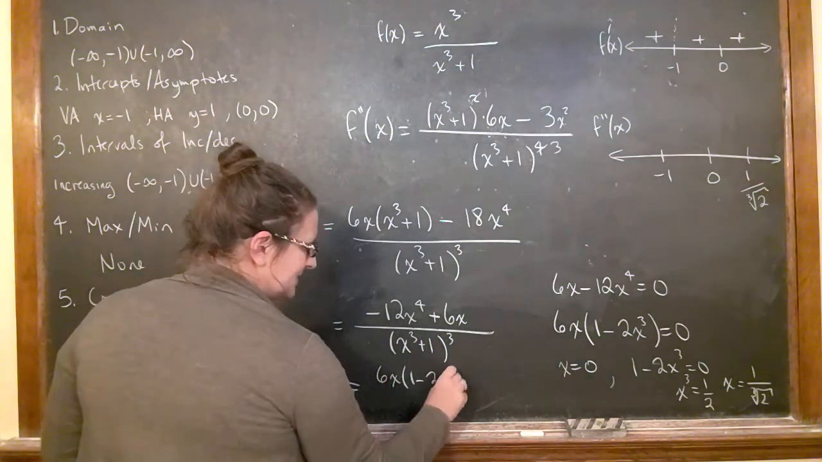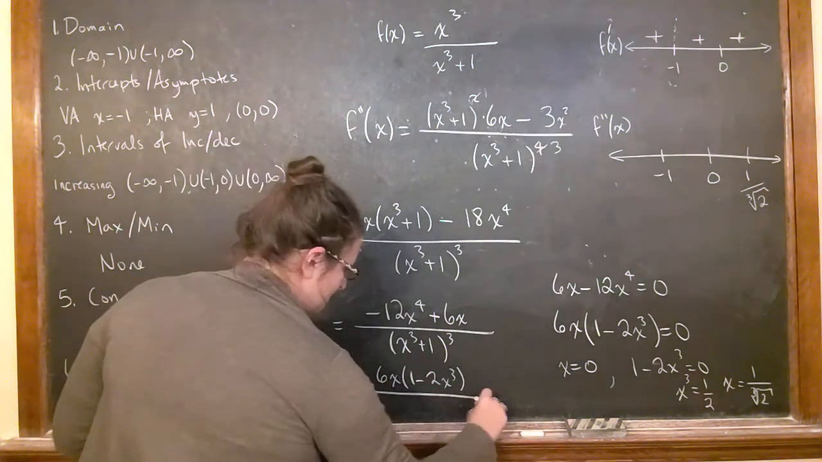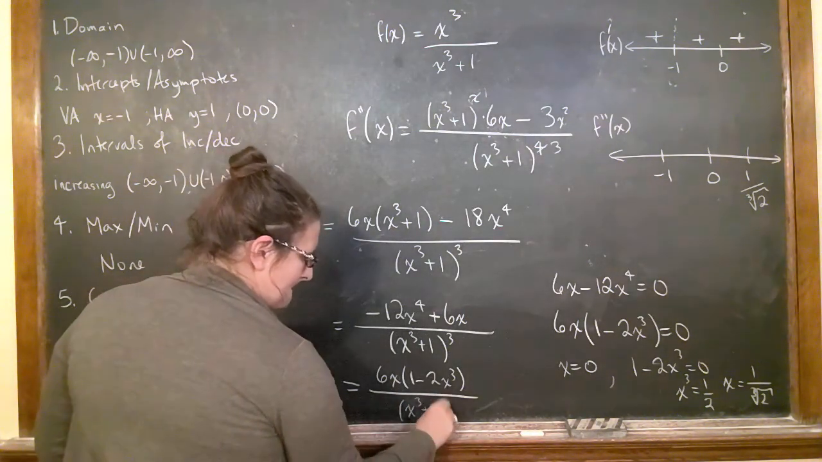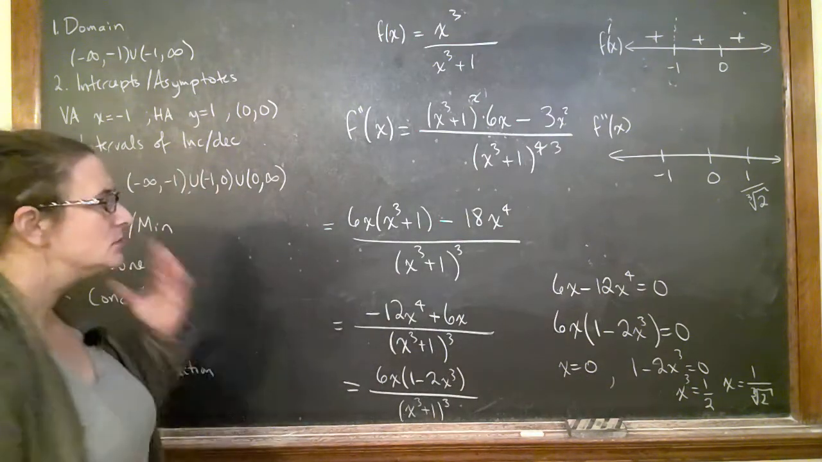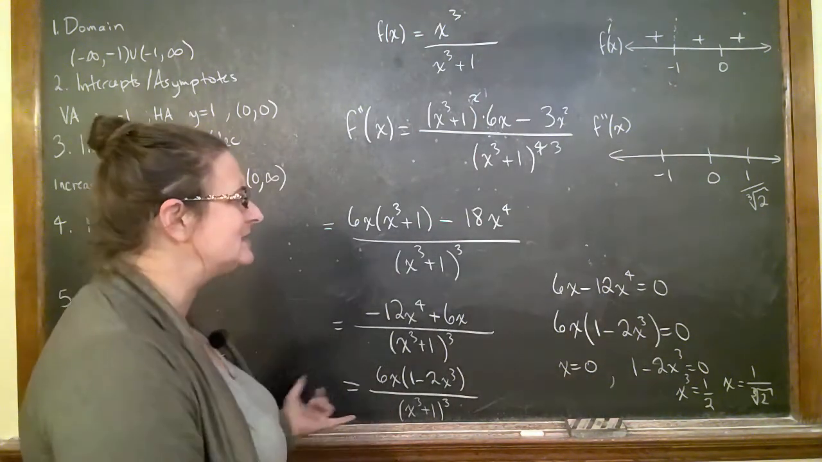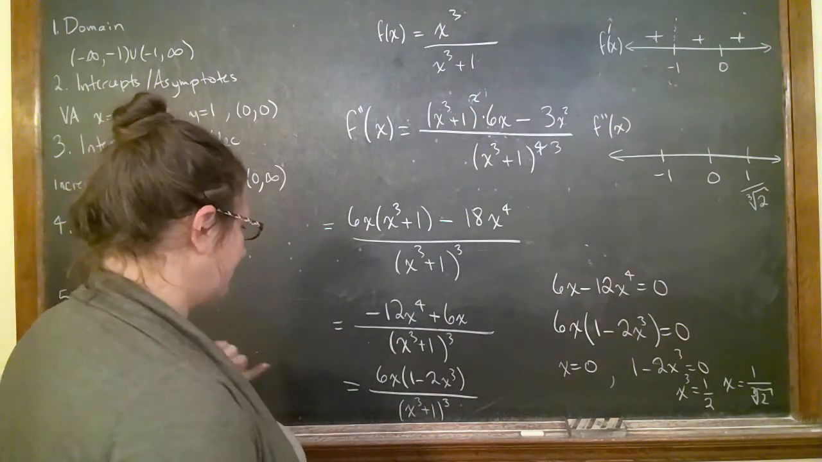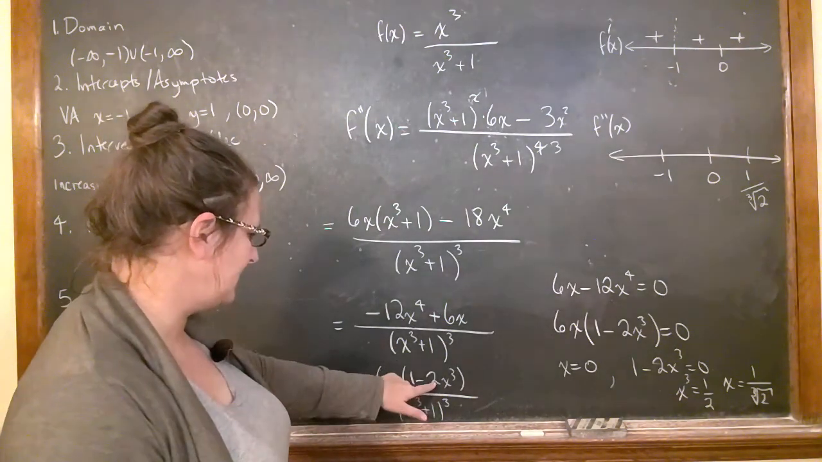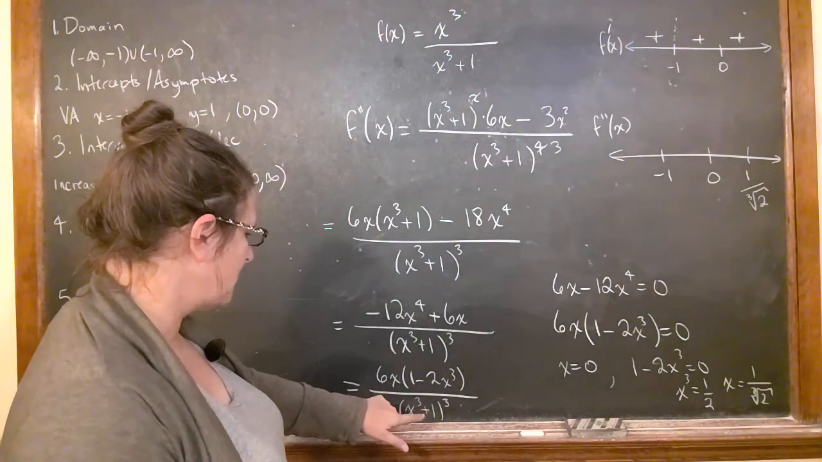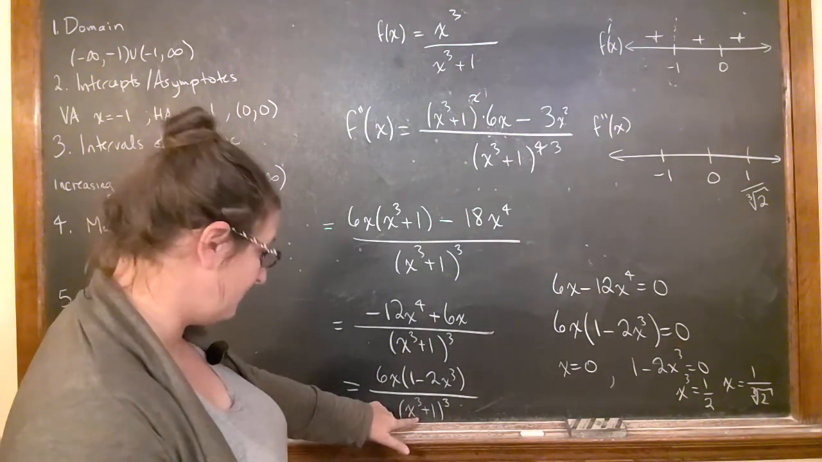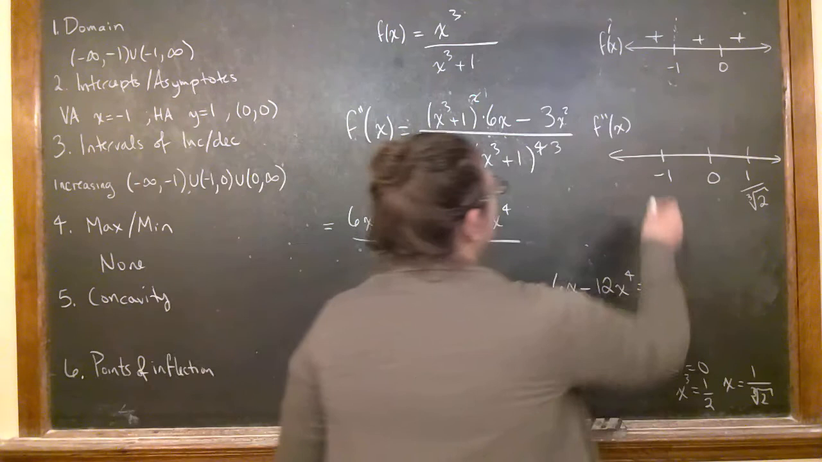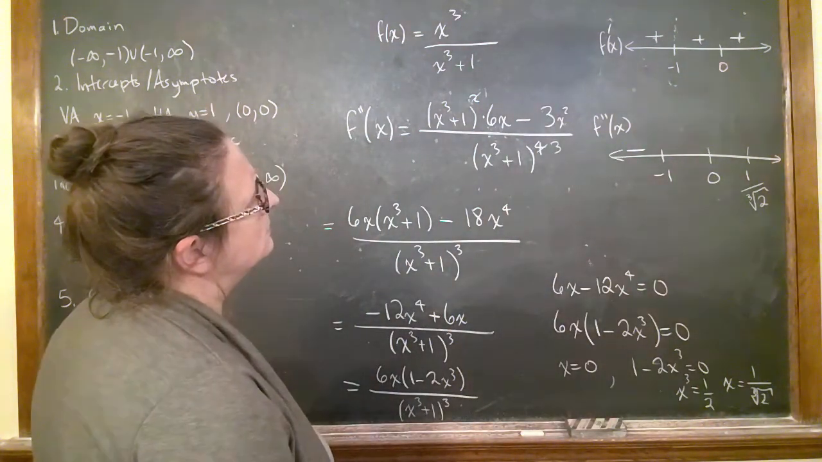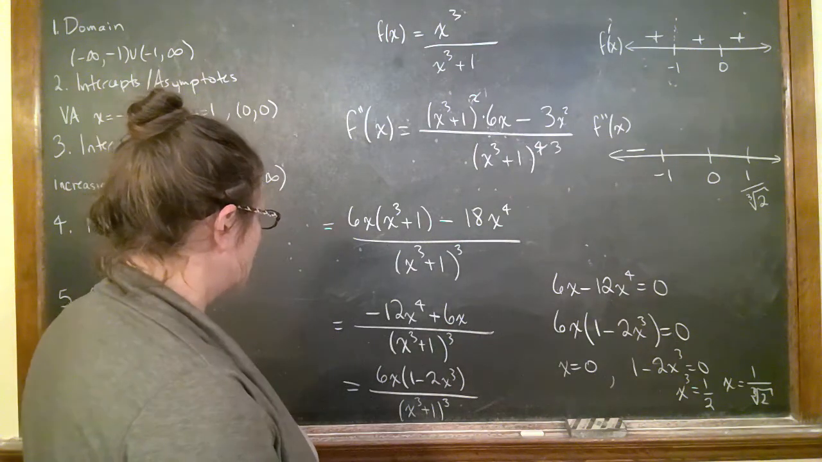I have to do this sign chart for this second derivative. All right, so if I put something in that's less than negative 1, so I put in negative 2, this is going to be negative, this is going to be negative, so that's positive, and this is going to be negative, so that's going to be negative. Okay, so we have, all right, did I do that right?